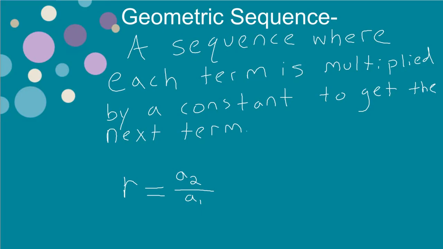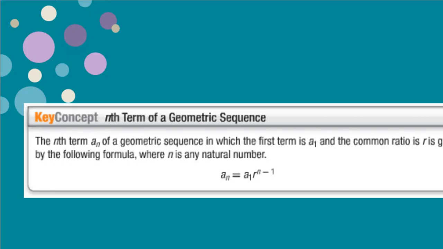Just like with our arithmetic, we have a general formula, and that is a sub n equals a sub 1 times r to the n minus 1. So our geometric is going to be exponential, so our n is in the exponent, versus, remember, our arithmetic was linear.